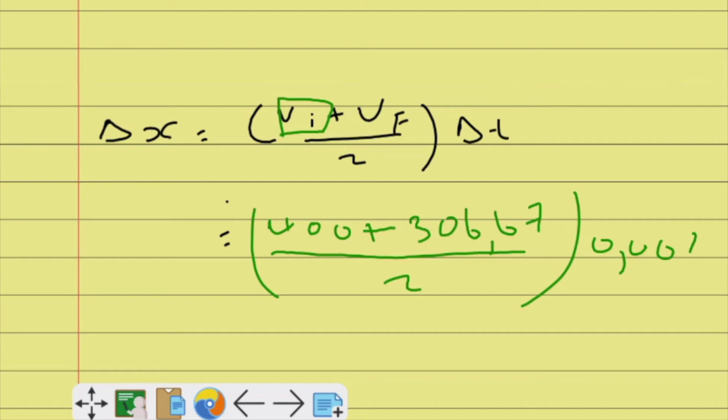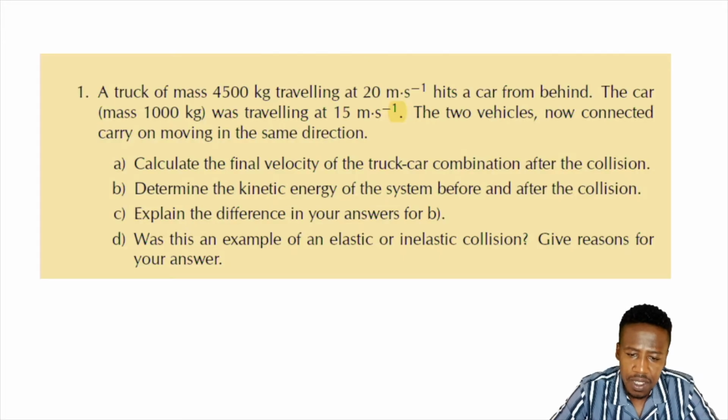Now if you take your calculator and say 400 plus 306.67, divide by 2, times 0.002 seconds, your answer would be 1.11 meters.